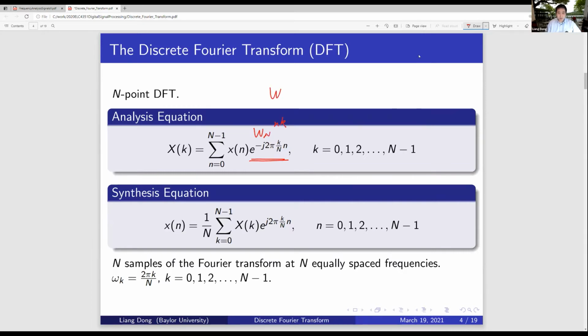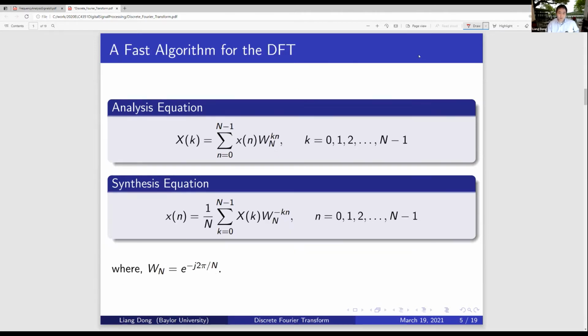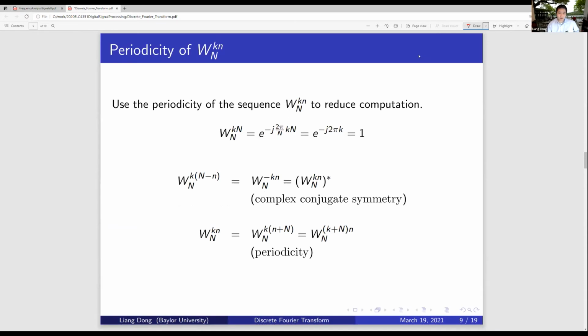Therefore, W_N is e to the negative j2π over N. This has nothing to do with little n or little k, so it is fixed. Once it's an N-point DFT, whether N is 8 or N is 128, once N is fixed, this is fixed. So we come from this equation.